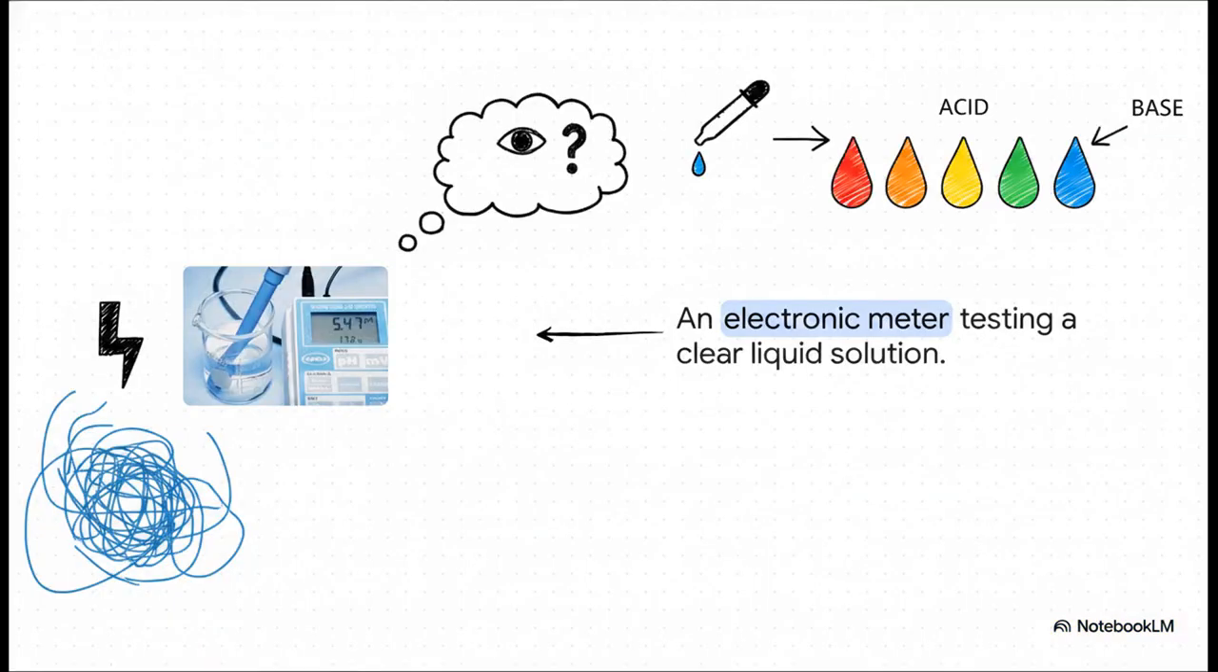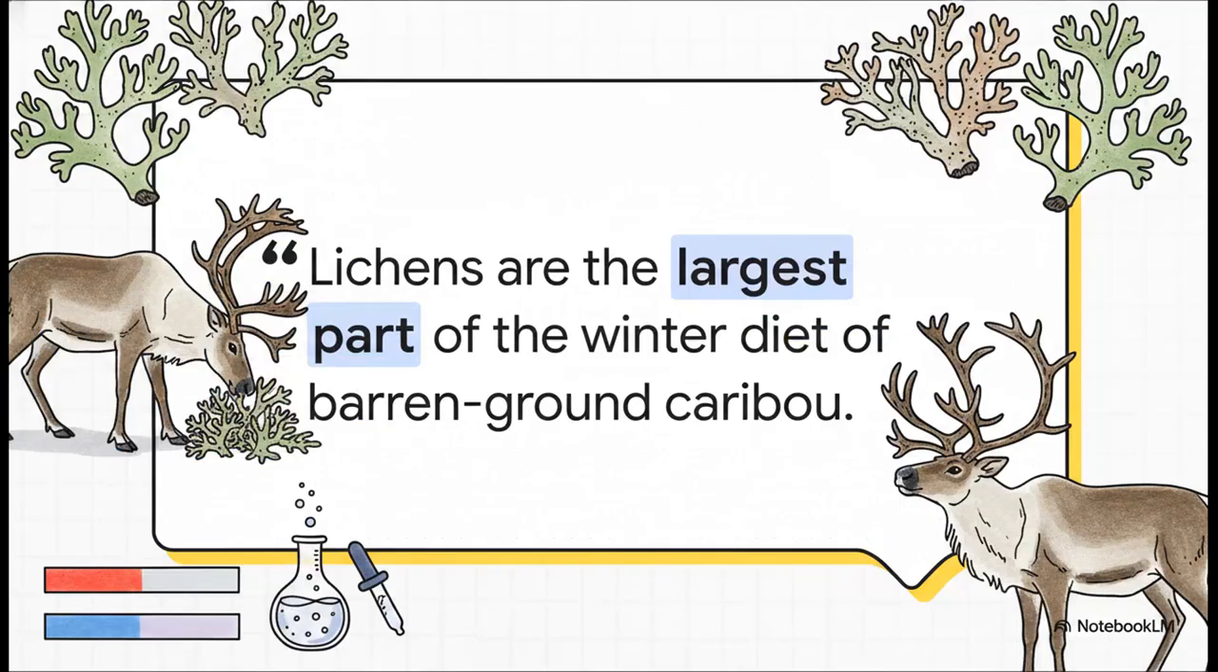Now, one surefire way to solve this mystery in the real world is by dropping in an electronic pH meter. These handy gadgets use the electrical properties of a solution to spit out a highly accurate, real-time number. They are an absolute game changer for working labs. But on your written school test, you're mostly going to be asked about visual indicators. The most famous visual indicator, hands down, is litmus paper.